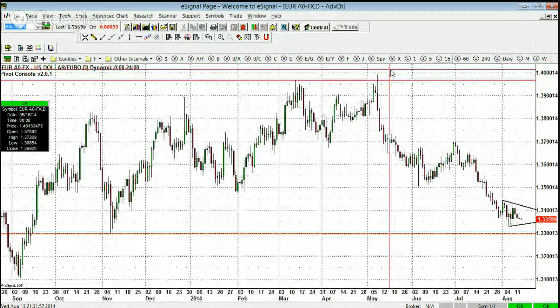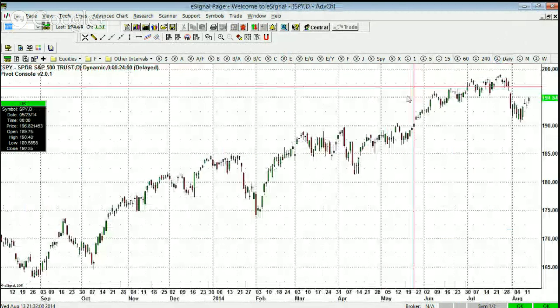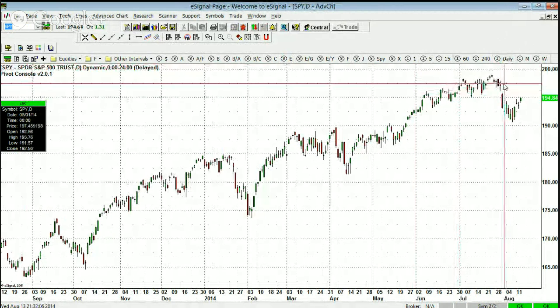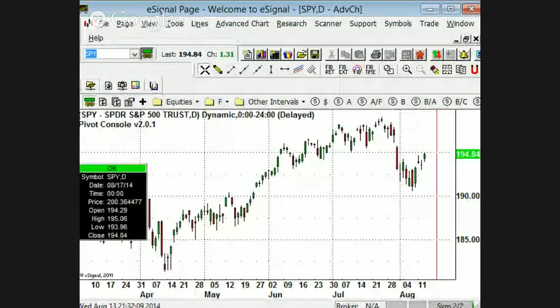But for now, to just summarize your questions, the stock market's in an uptrend, and eventually it will turn around, but we just haven't seen that yet.